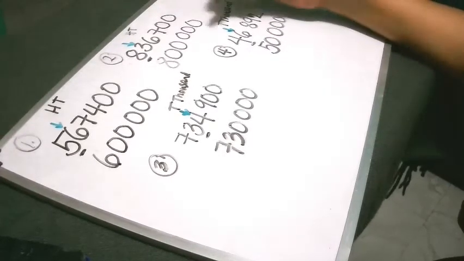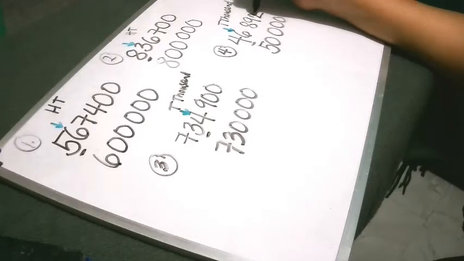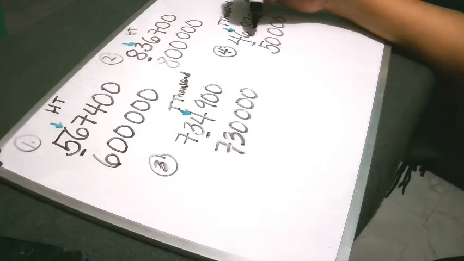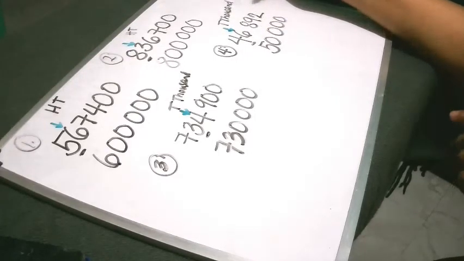So 46,892, if we are going to round this off to the nearest 10,000, this is 50,000. So, that's it.